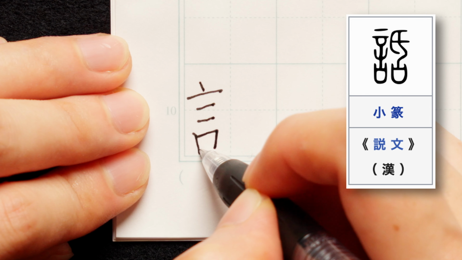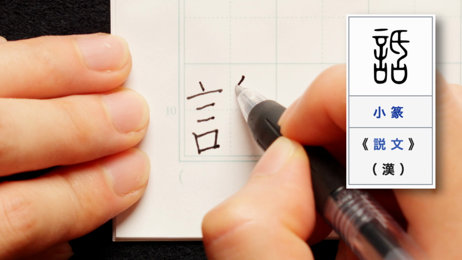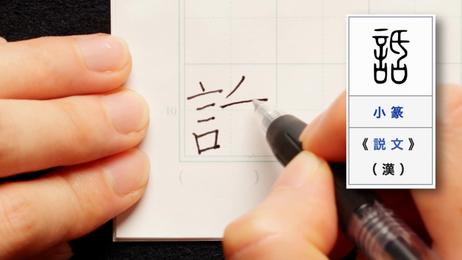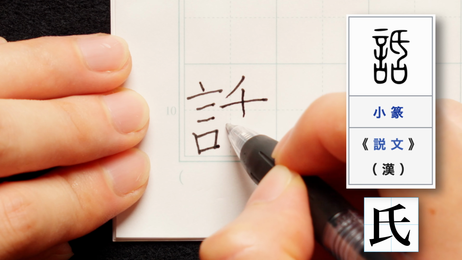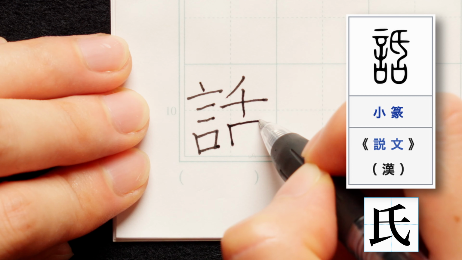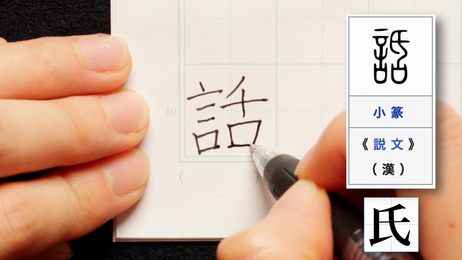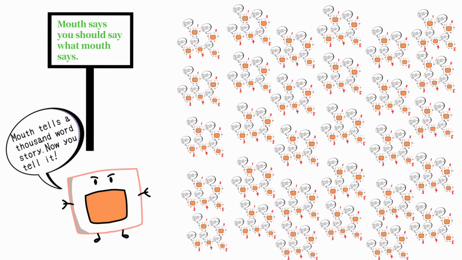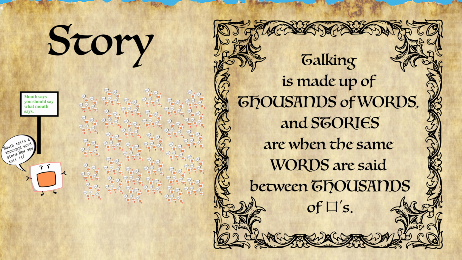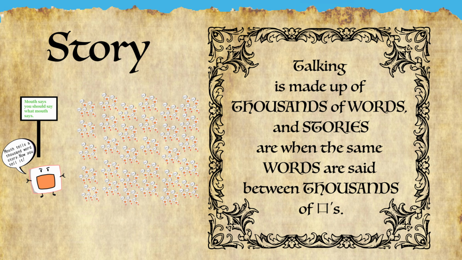Historically, this was always word on the left and a mouth on the bottom part of the right, but it used to be this part above mouth, which on its own can mean surname or family name. For our first story, we'll say, talking is made up of thousands of words, and stories are when the same words are said between thousands of mouths.